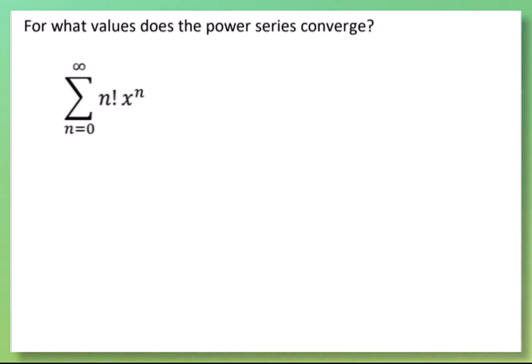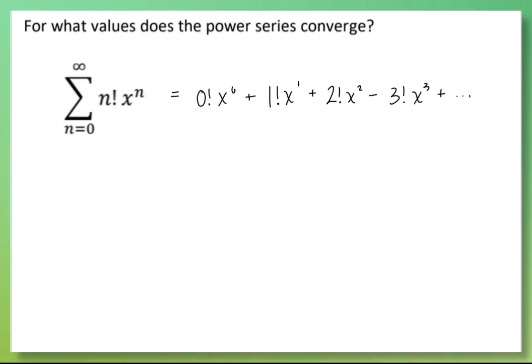Hello. For this example, we're going to be looking at what values of x does the power series converge. So again, when we're looking at series, one of the very most fundamental things we can do would be to evaluate what the series would look like, and that would be 0 factorial x to the 0 plus 1 factorial x to the first plus 2 factorial x squared.